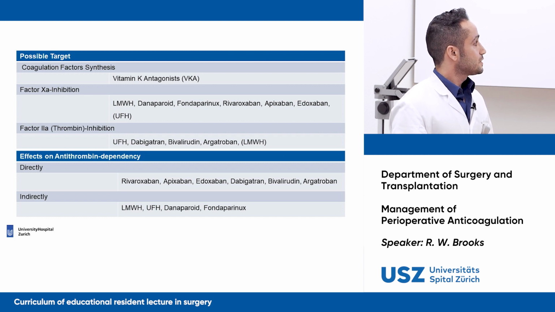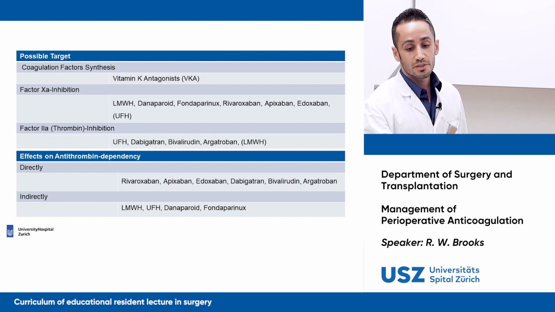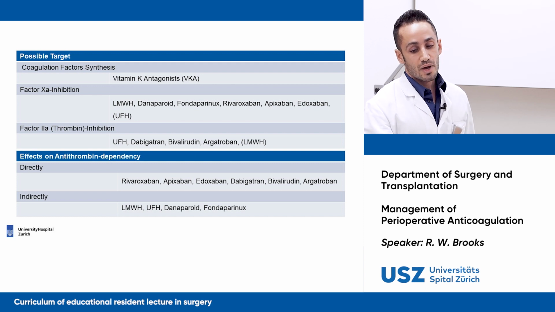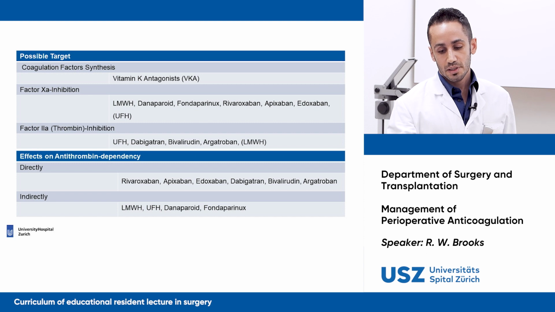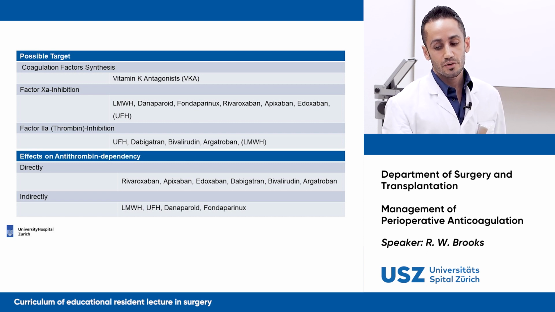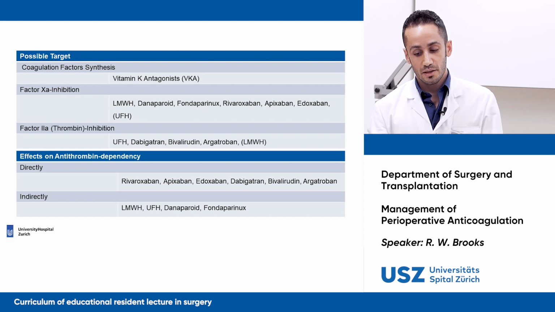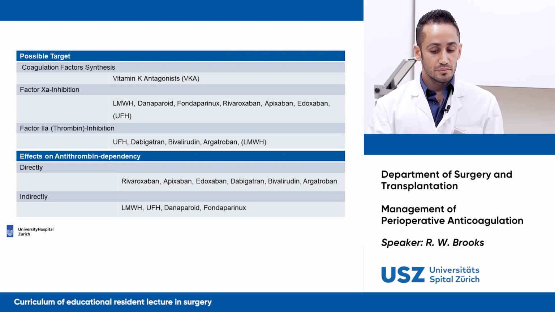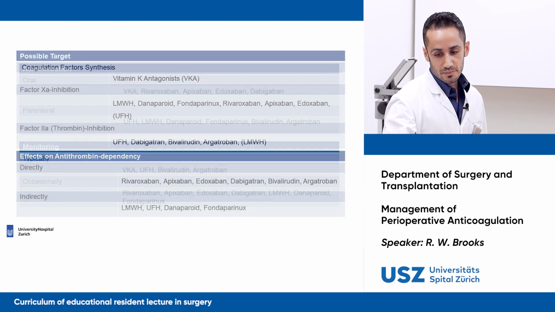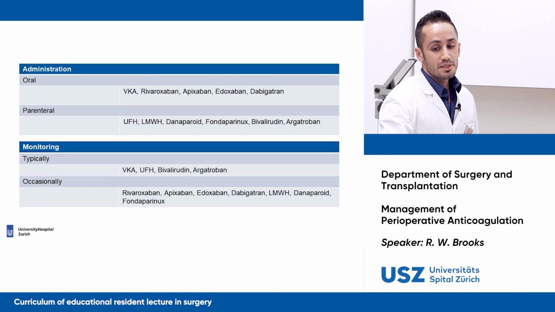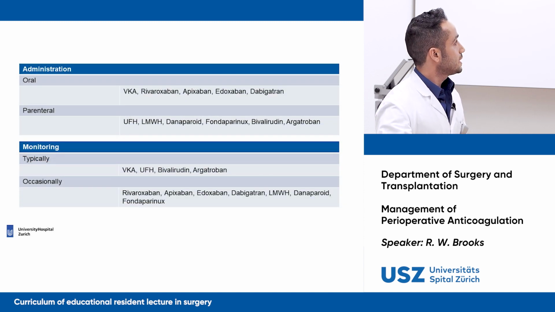The effects on antithrombin dependency can happen in a direct or an indirect way. We do have those both groups. The direct inhibition happens through rivaroxaban, apixaban, edoxaban, dabigatran, and the indirect way, as you can see, through danaparoid and fondaparinux, and also through the heparins. The administration can be in an oral way or in a parenteral way.